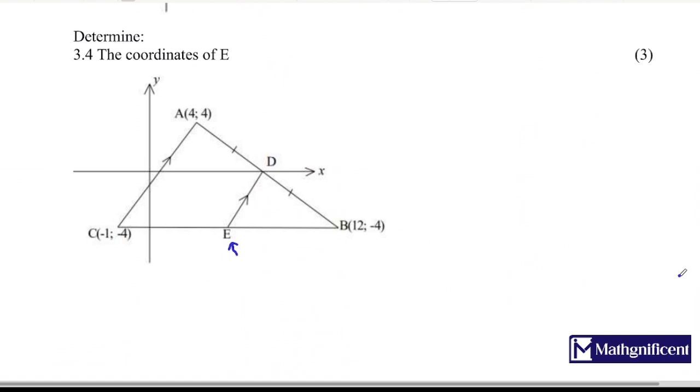So looking at E here, we can see that it is the midpoint of CB, right? So we can say that E is the midpoint of CB. And how did we actually get to this? We know that it is through the midpoint theorem. Then how do we get to that in conclusion?